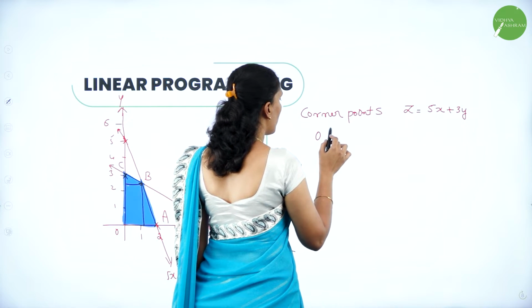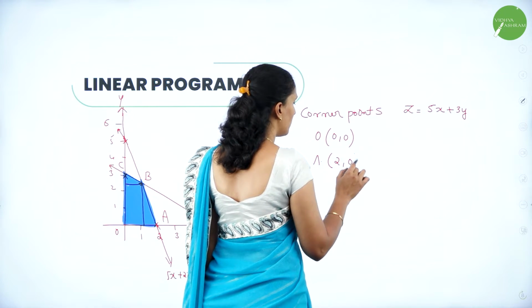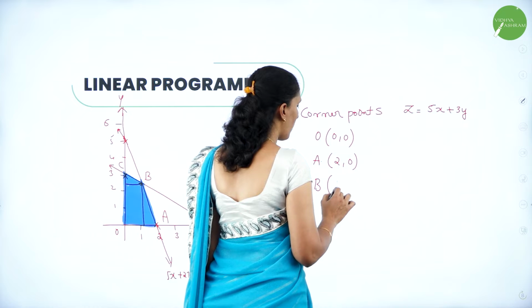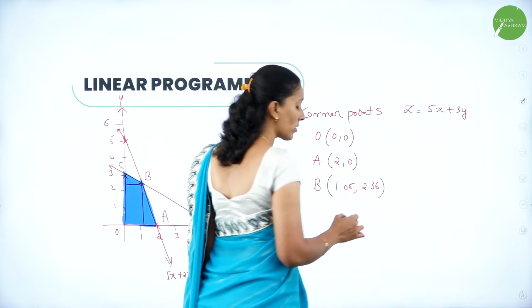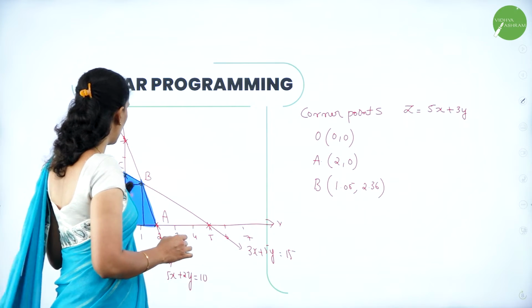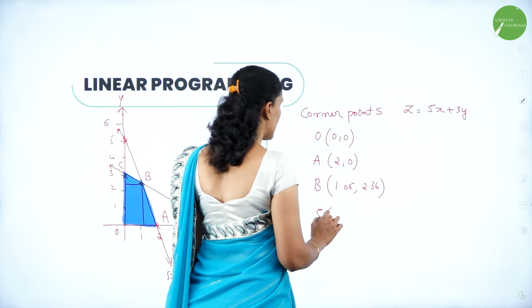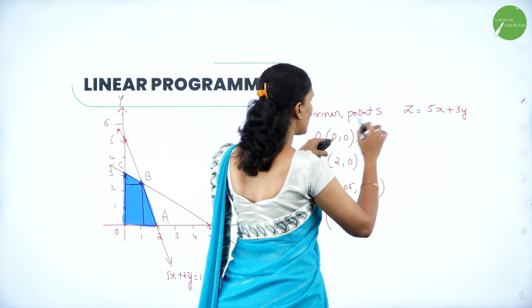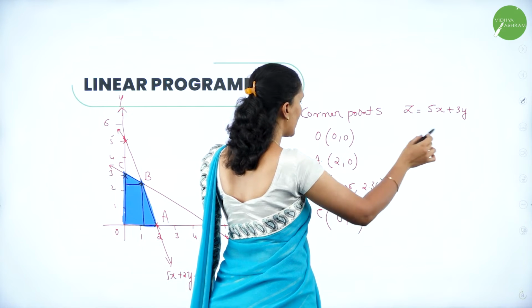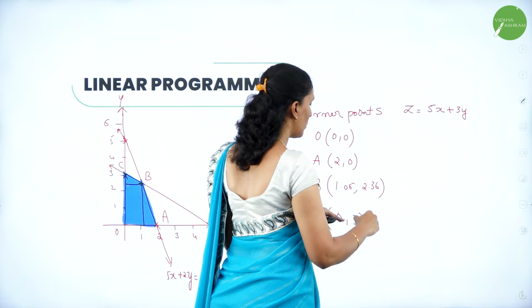Now let's write the corner points. 0, 0. A is 2, 0. B is almost equal to 1.05, 2.36 approximately. Next C is given as 0, 3. Now substitute the values: X as 0, Y as 0; X as 2, Y as 0; X 1.05, Y 2.36; C, X 0, Y 3.